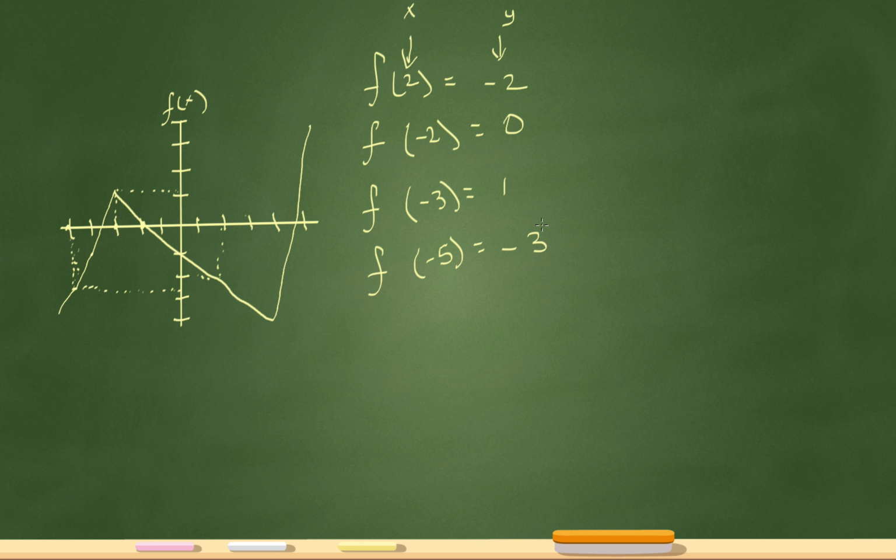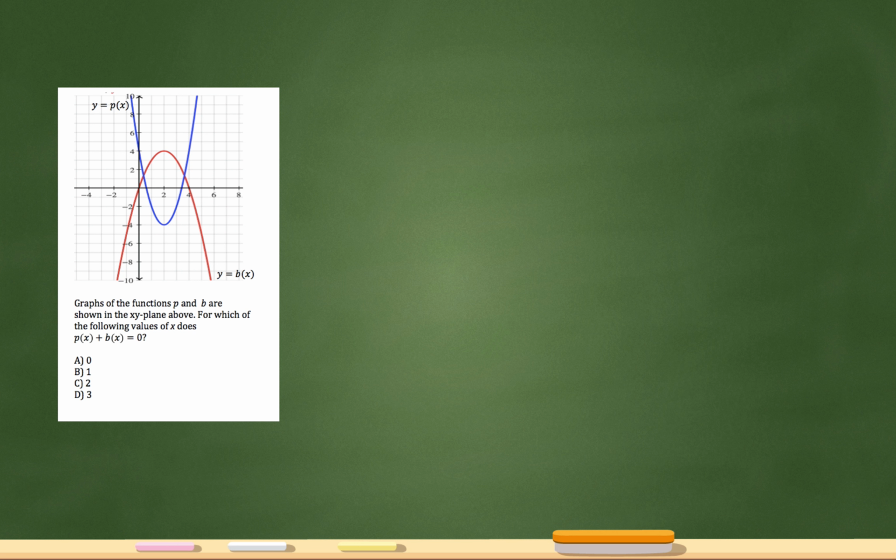Alright, so let's move on to the problem. I'm going to get that out of the way. I'm going to bring the problem up here, and let's work through this problem. So the problem here is saying graph of the functions p and b are shown on the xy plane above. For which of the following values of x does p of x plus b of x equal 0? So p is the positive parabola, and the b is the upside down parabola.